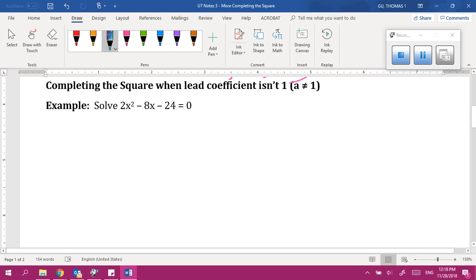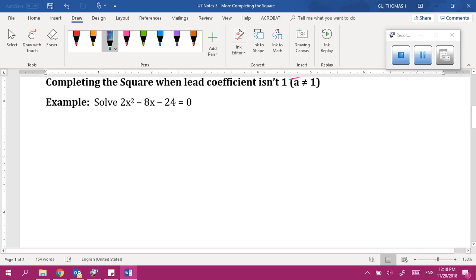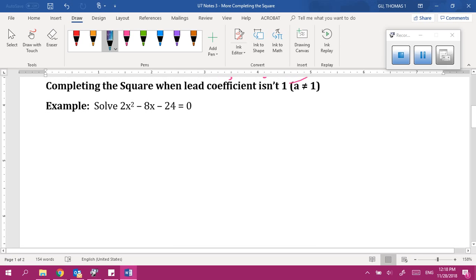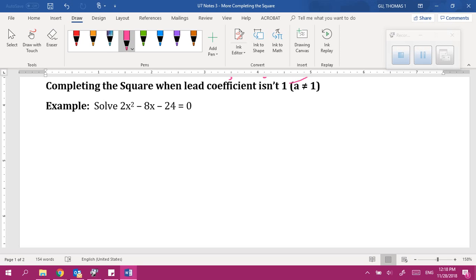And today we're just doing more completing the square, okay? So technically our notes start right here where we're completing the square when our first coefficient isn't 1. But we actually had this example in our notes yesterday too. So this is really nothing new. But we're just going to do a couple of examples just to make sure we're well practiced. So look at this example.